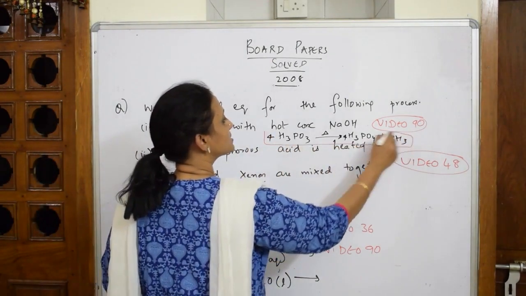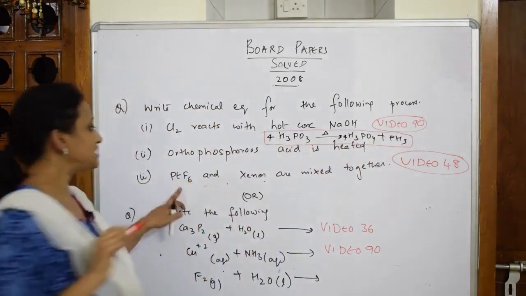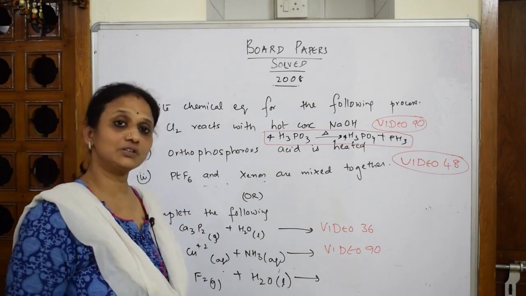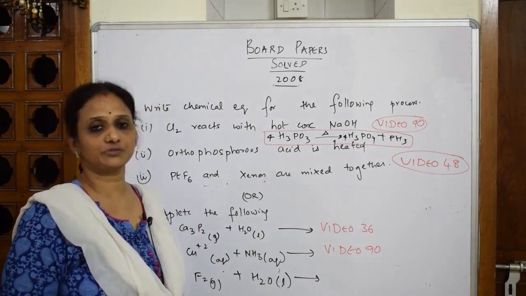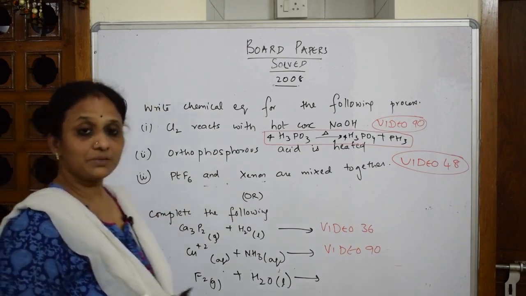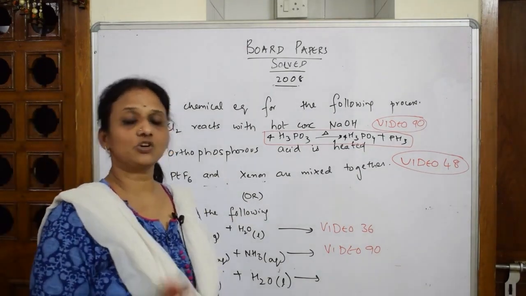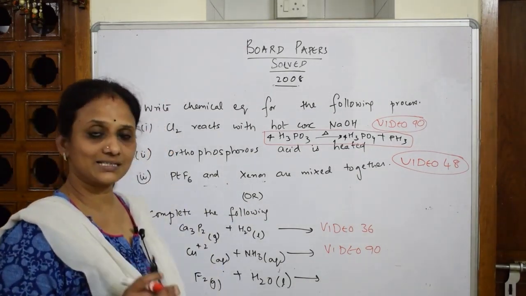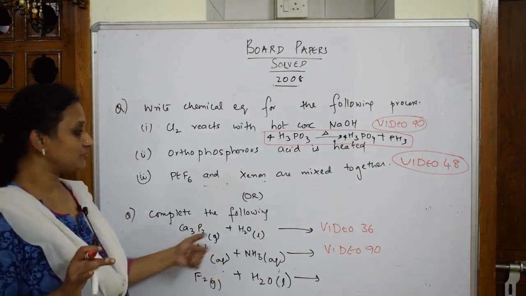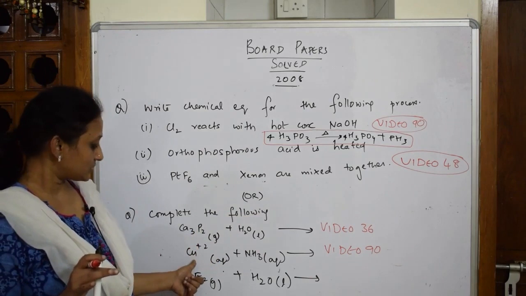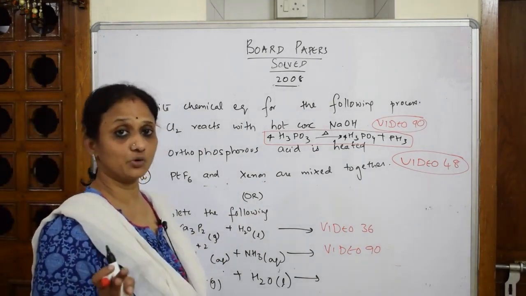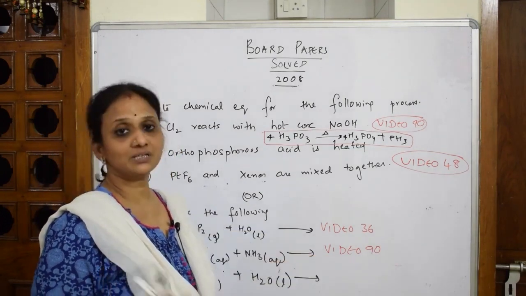Next, what do they give us? They've asked: PtF6 and xenon are mixed together. Okay, I did this video also under video number 48. Watch that video for the information. Next, there is an OR question. Complete the following reactions, which are quite common in the p block. As I said, structures are also important. I did this question in video number 36, and the question where I said reaction of copper with sodium hydroxide results in ammonia, that is video number 90.